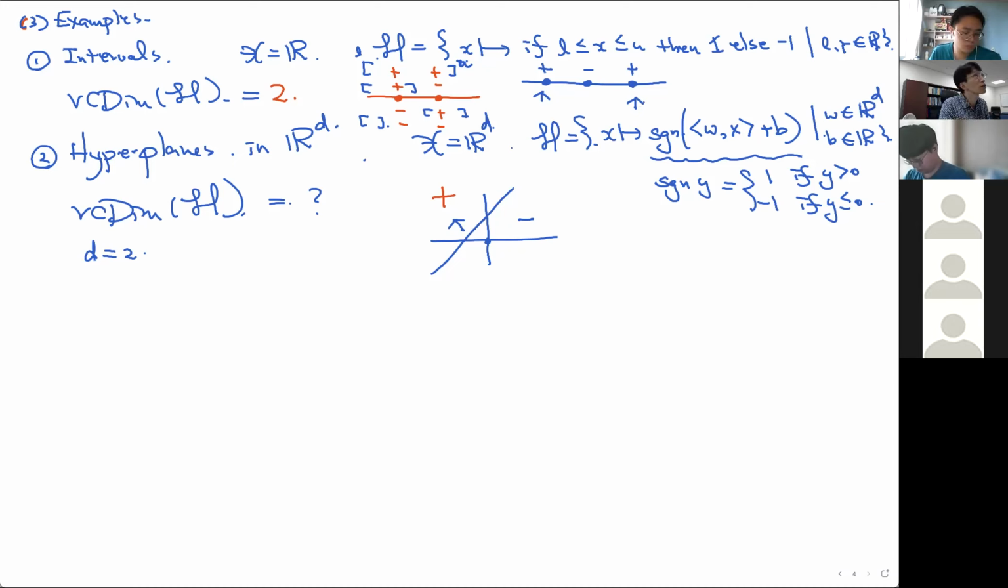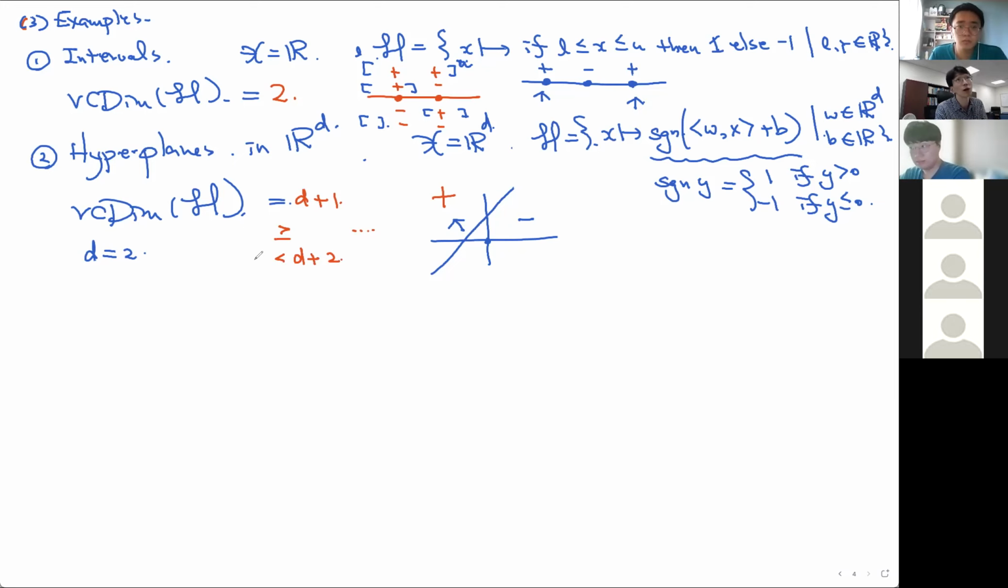Now for planes, the VC dimension is D plus 1. Let's think about the lower bound, how we can show this VC dimension is greater than or equal to D plus 1. That means just give one example which can be shattered.